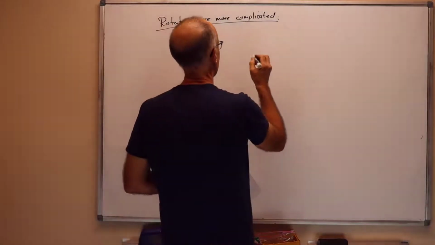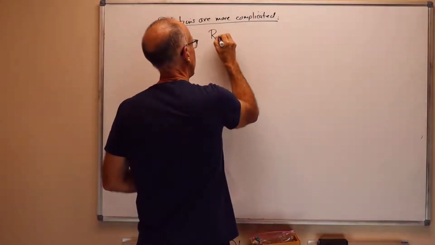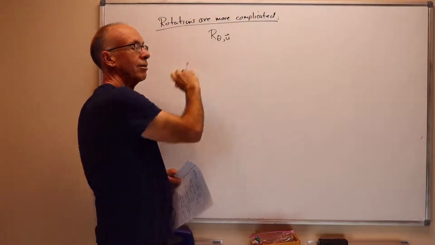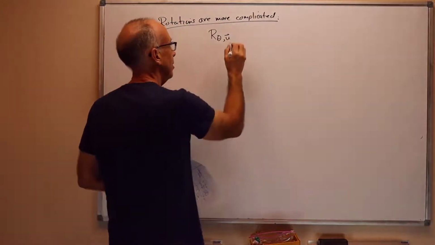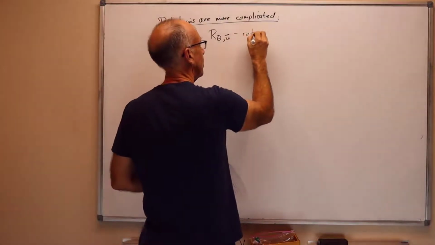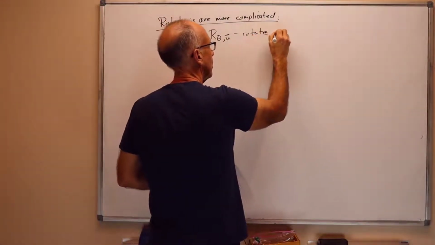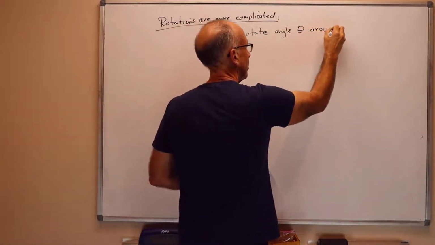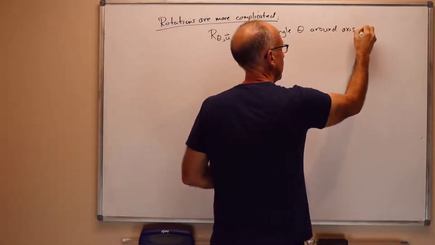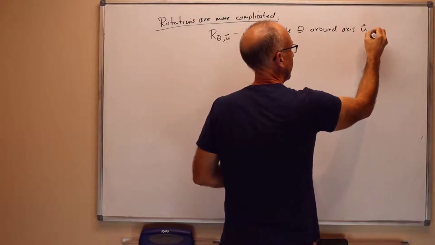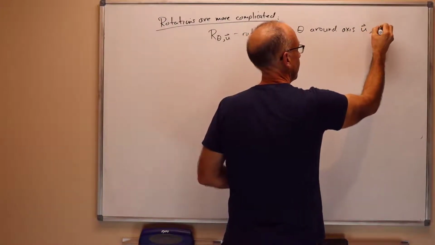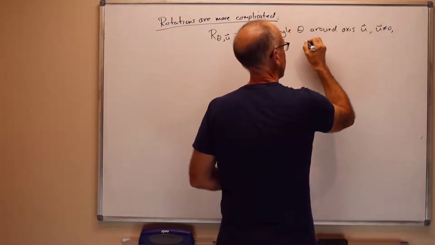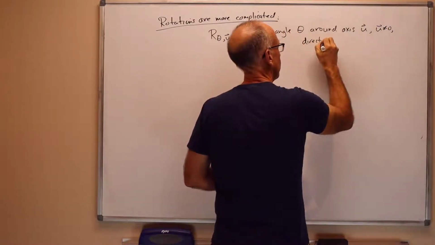So what happens here is we use the notation r theta subscript u, completely different than the old notation with superscript u. This is going to rotate angle theta around axis u, and u had better be non-zero, so u is not equal to 0, and with direction given by the right-hand rule.